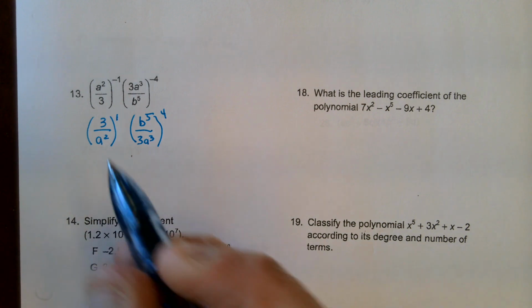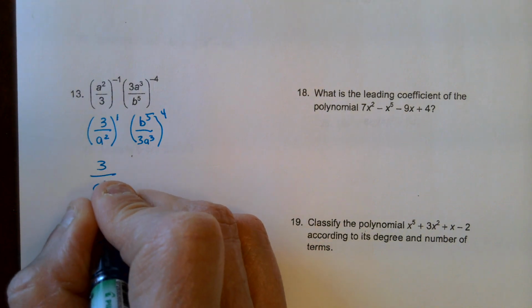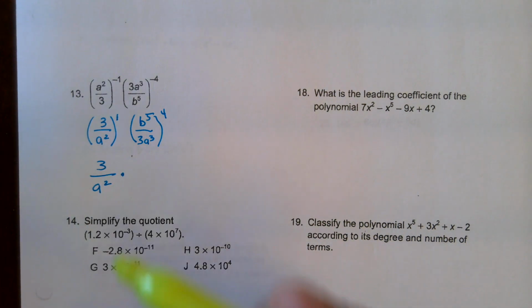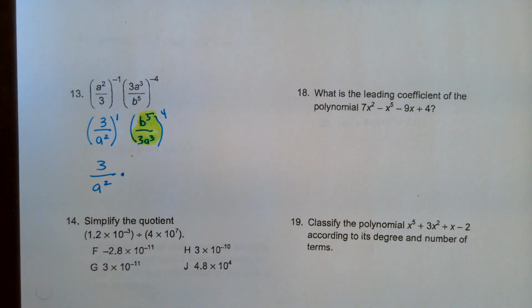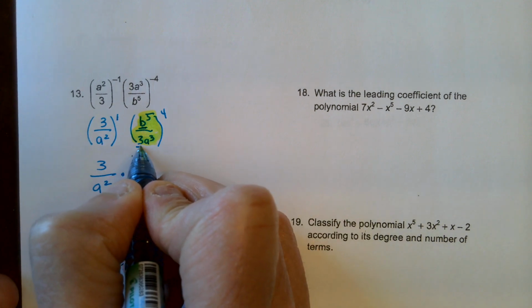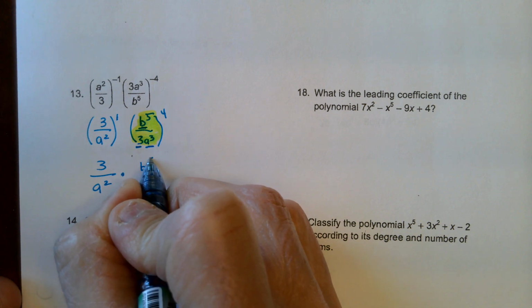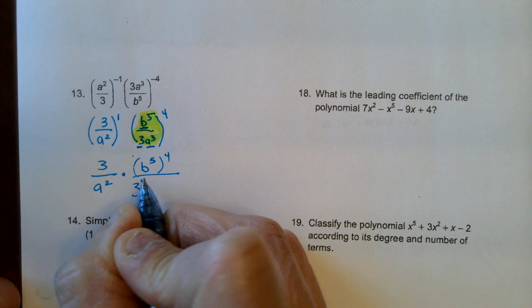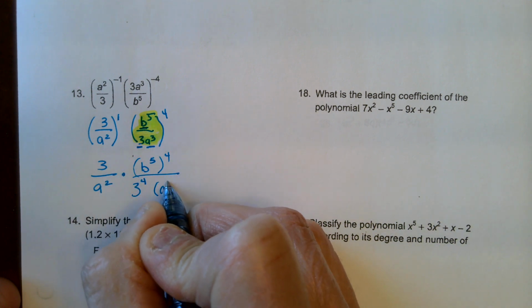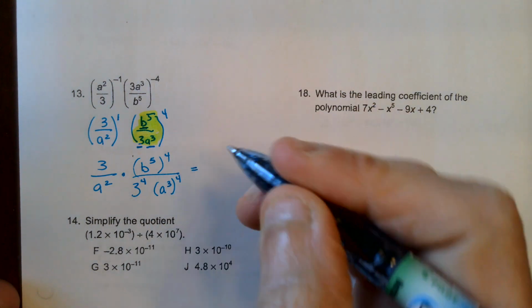So now, when I have 3 over a to the 2nd to the 1st power, well, that's just itself. That doesn't change anything. Here it's a little different because we have all of this getting raised to the 4th power. How many things are in there? I've got a b, a 3, and an a to the 3rd. So I've got b to the 5th to the 4th over 3 to the 4th over a to the 3rd to the 4th.